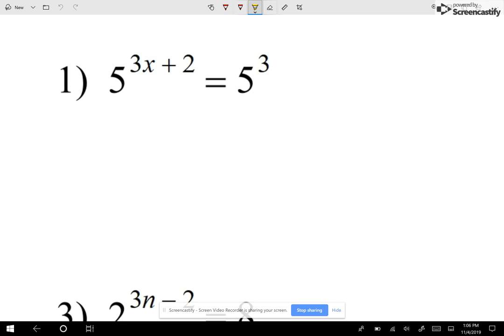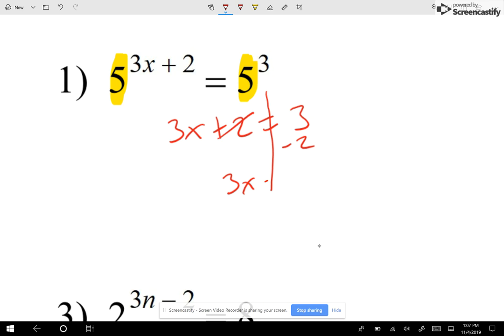Question number one, I already have it. So I see that my bases, it's 5 on both cases. So I only have one number on each side, with the same base. Now I'm going to let the exponents equal each other. So I'm just going to go 3x plus 2 is equal to 3. The rest is just simple as algebra 1. Let me subtract 2 on each side. 3x is equal to 1. Let me divide both sides by 3. X is equal to 1/3.